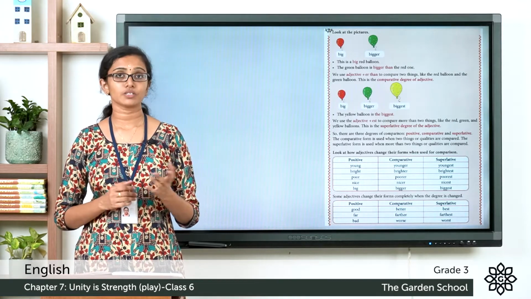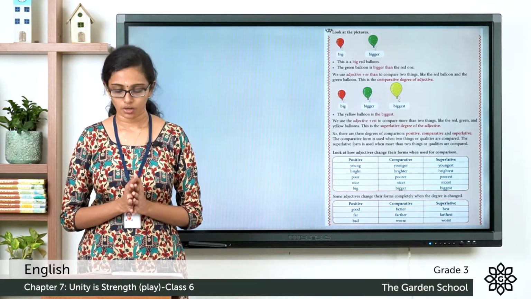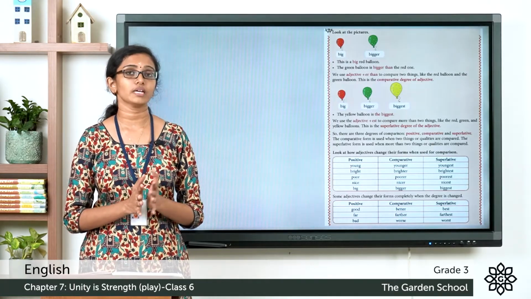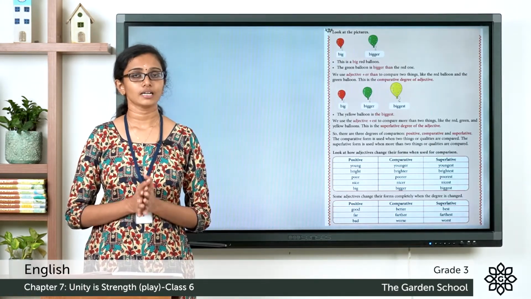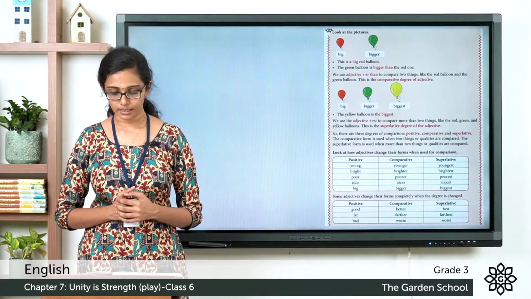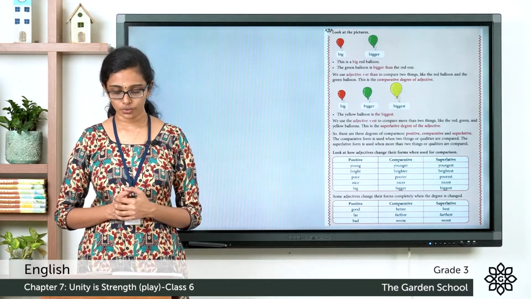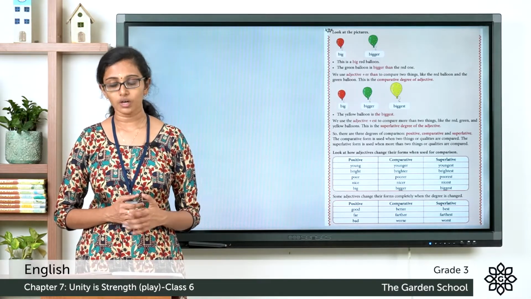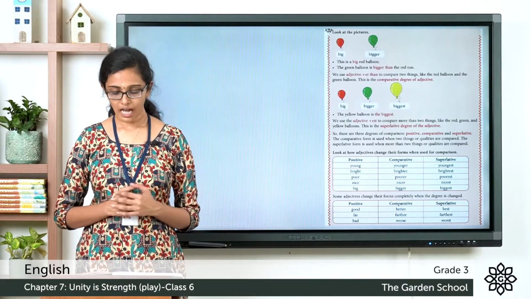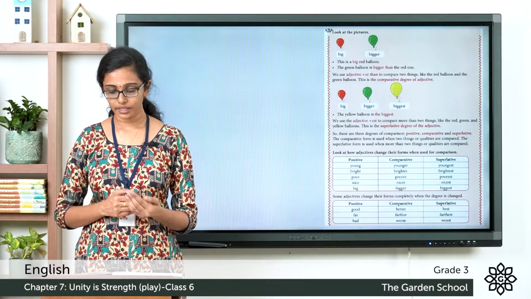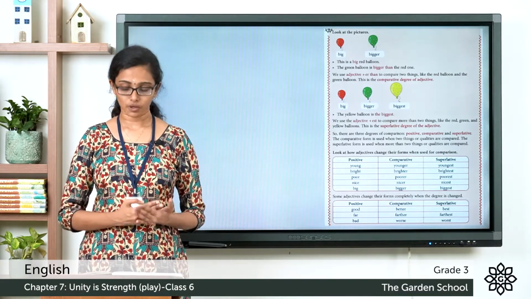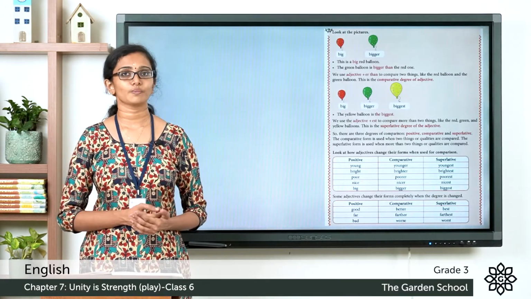The comparative form is used when two things are compared or two qualities are compared, and the superlative degree is used when three things or three qualities are compared. So the comparative form is used when two things or qualities are compared. The superlative form is used when more than two things or qualities are compared. And below that, look at how adjectives change their forms when used for comparison. So here a few words are given in their positive, comparative and superlative degrees.